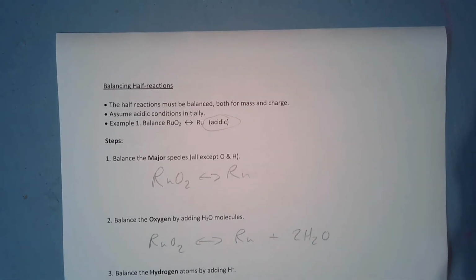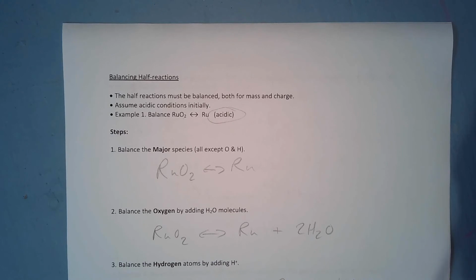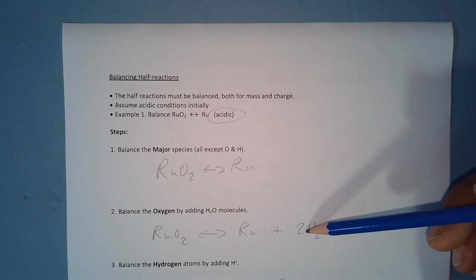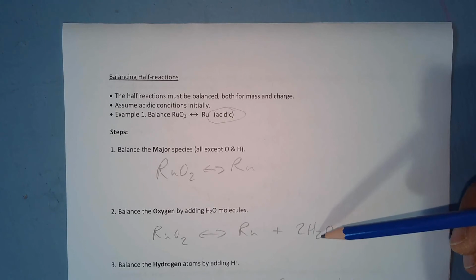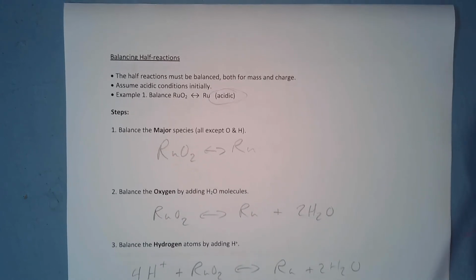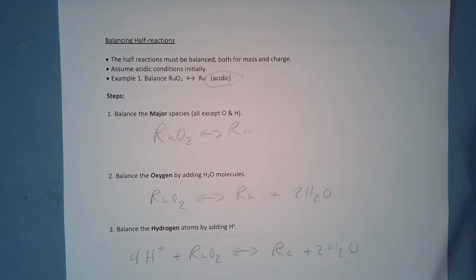Okay, so oxygens are balanced. Okay, step 3, you balance the hydrogen atoms by adding H plus. And the reason why it's H plus is again because you're in acidic conditions. So you've got 2 times 2 here, so you got 4 hydrogens, so you have to have 4 H pluses on this side. Okay, so now we have this reaction.